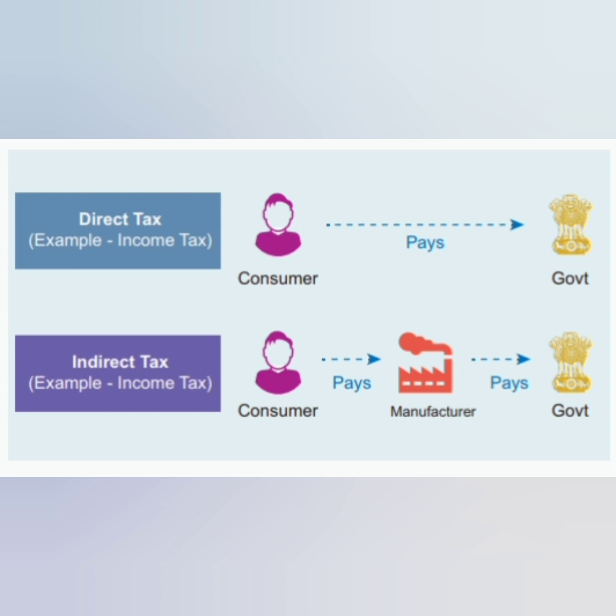Now if we talk about indirect taxes, they are basically levied on goods and services, and here the burden of tax liability shifts from one person to the other. The one upon whom the burden finally lies is the end consumer.